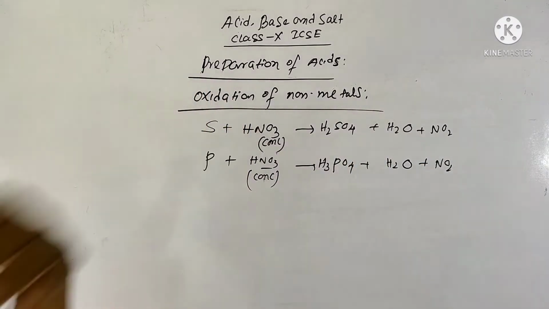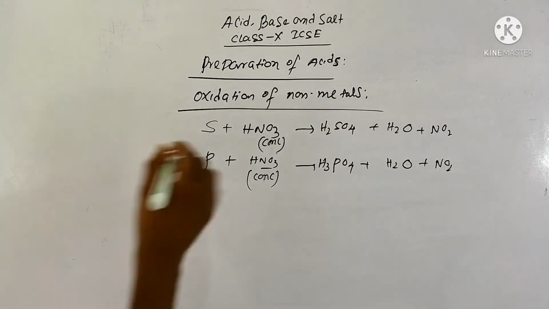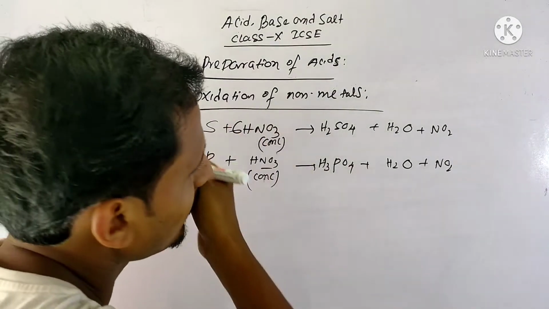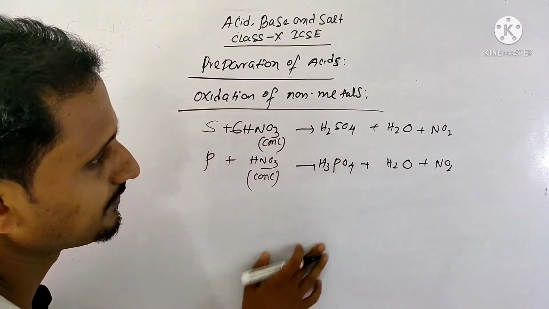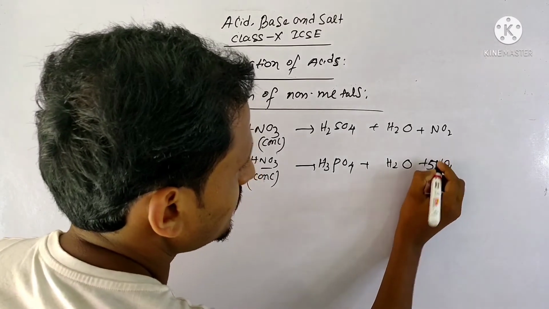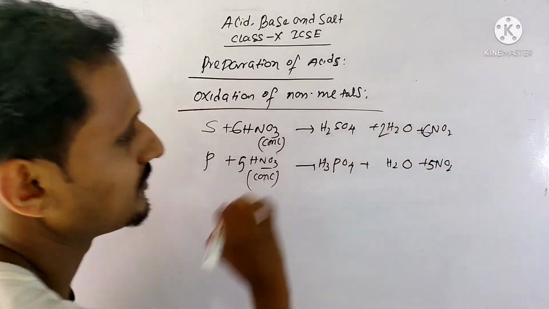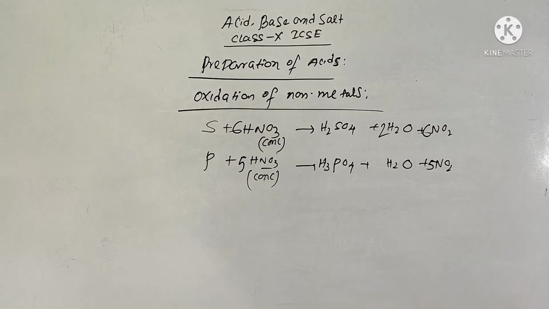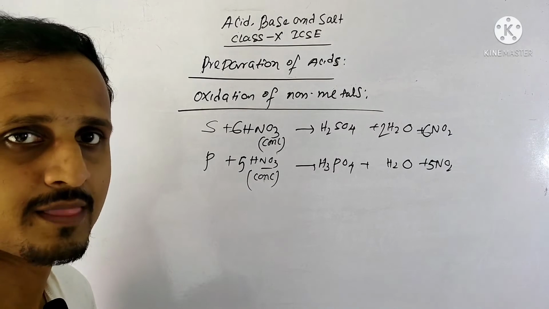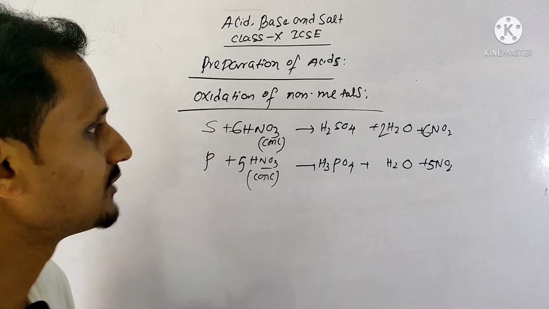Okay. Now we can do the balance. S plus 6HNO3. This one you can do. Done. And here also, 5HNO3, 5NO2, 2H2O. Okay, this will be the balance. So we have done the oxidation of non-metal. This is the total preparation of the acids. So write down this one.